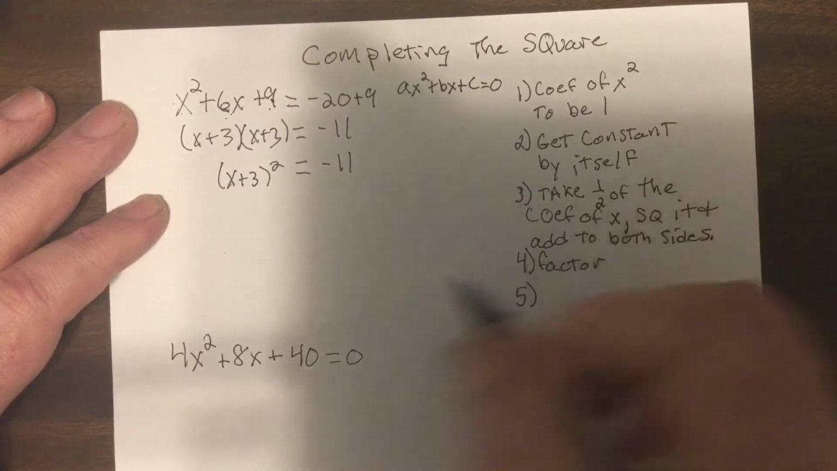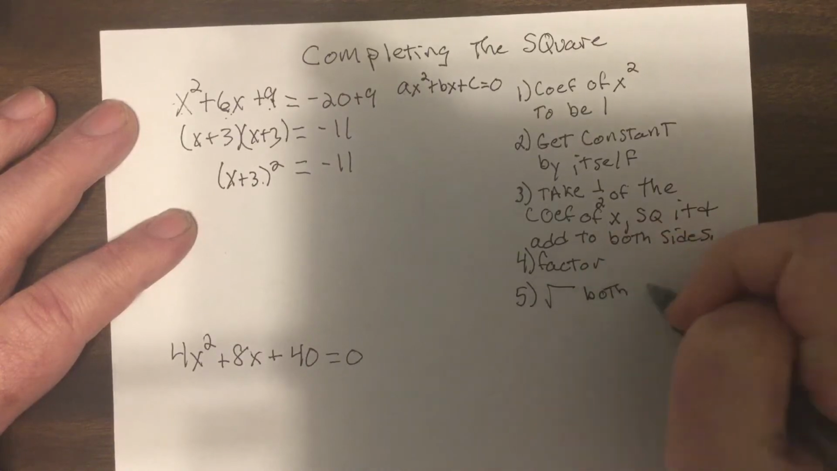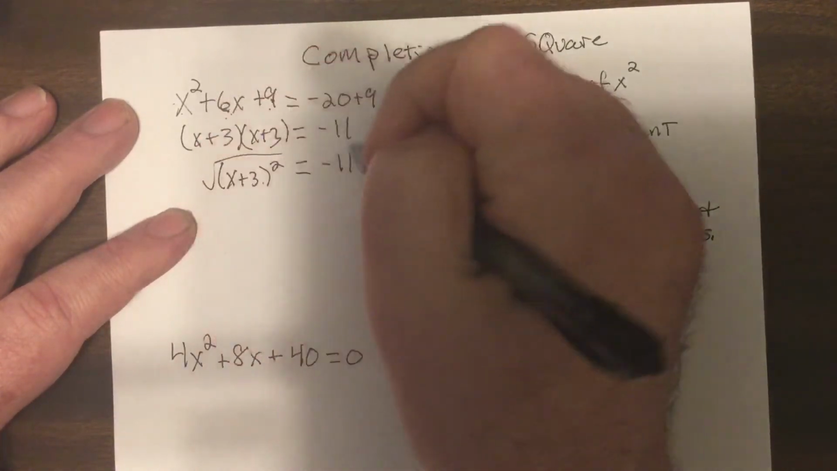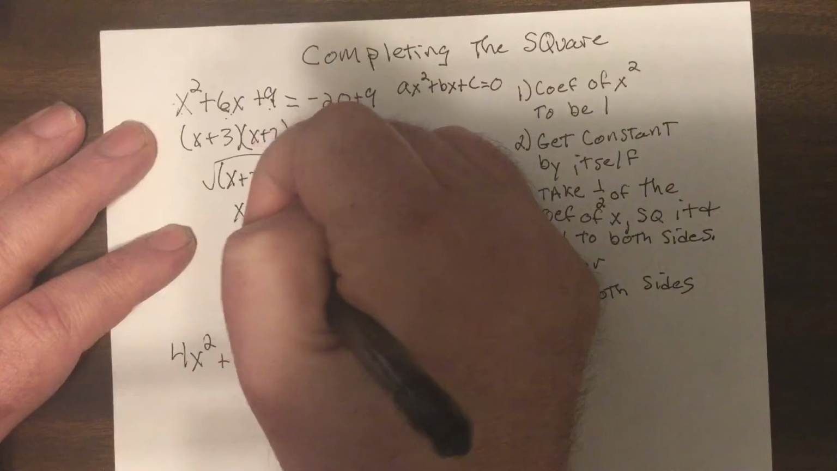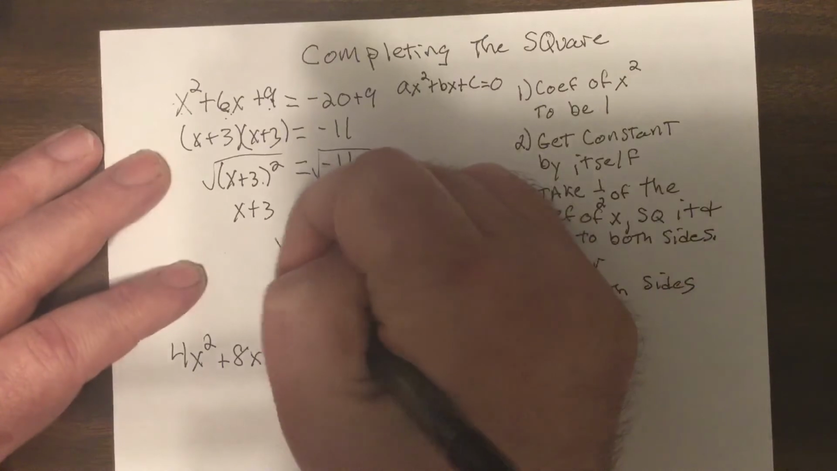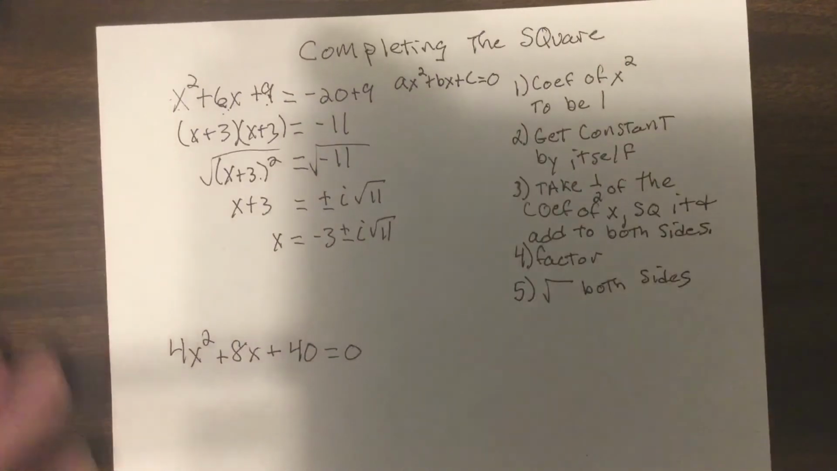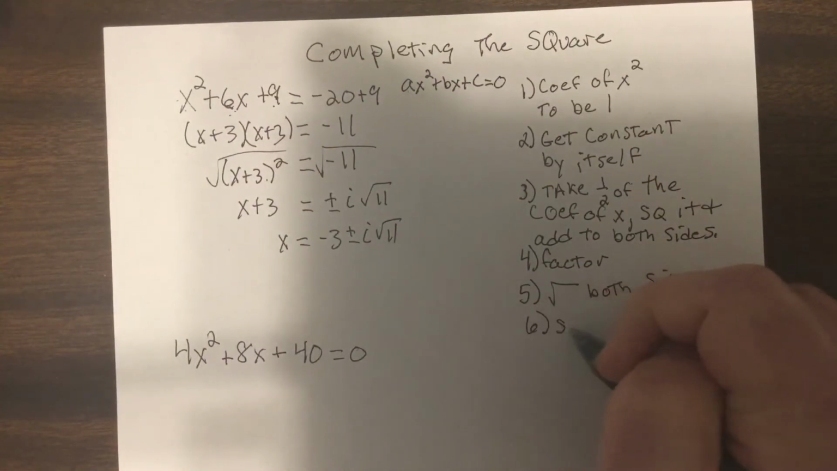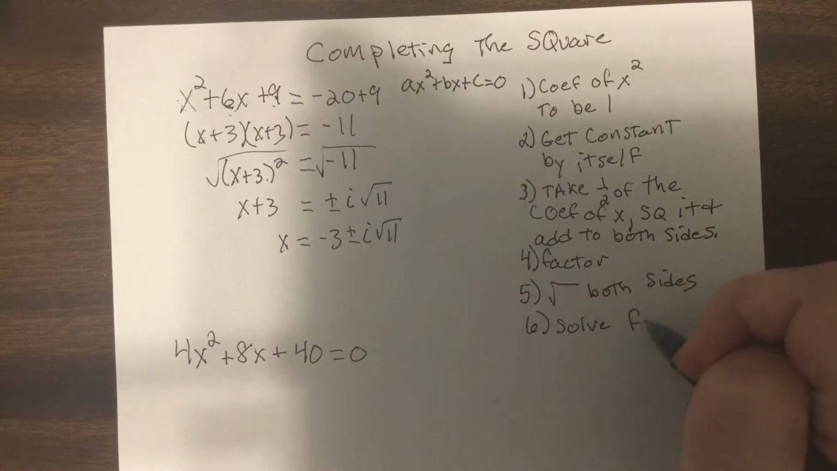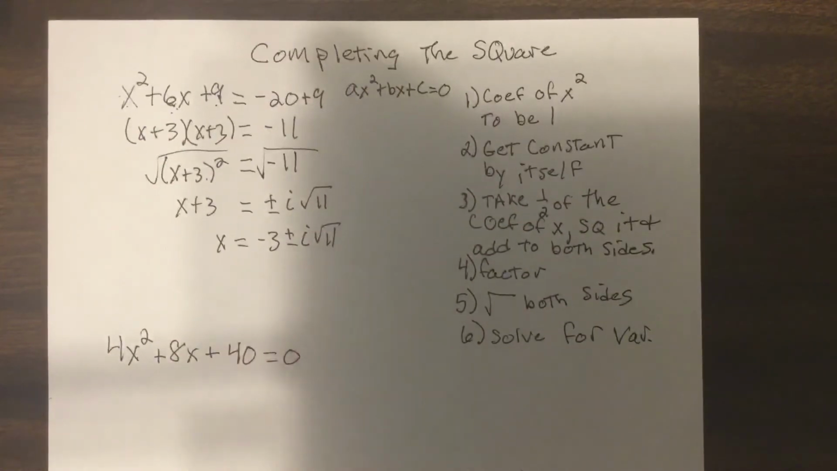Step 5, now I gotta have a square equals a number, so I'm gonna square root both sides. So x plus 3 equals plus or minus i square root of 11. Subtract 3. Be negative 3 plus or minus i square root of 11. So last step, solve for the variable. So that's your steps in completing the square.